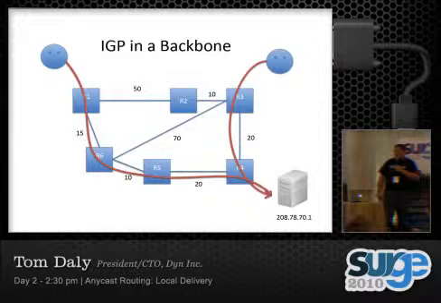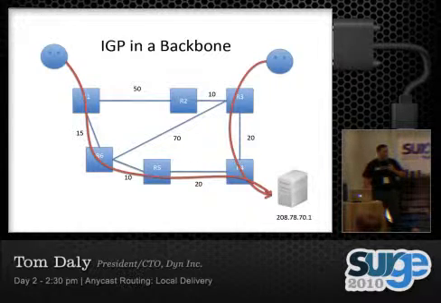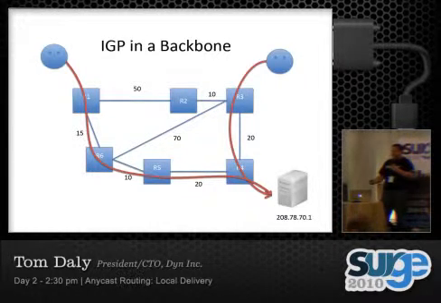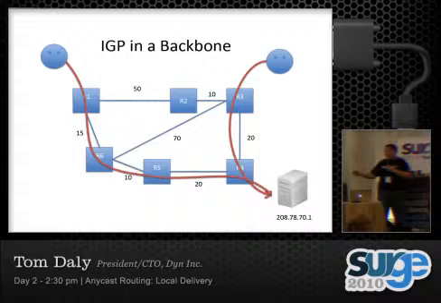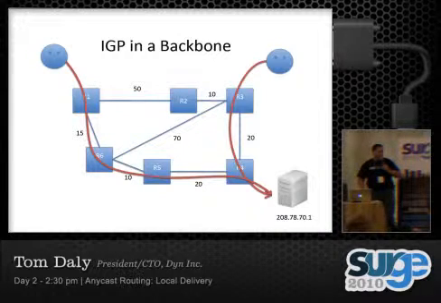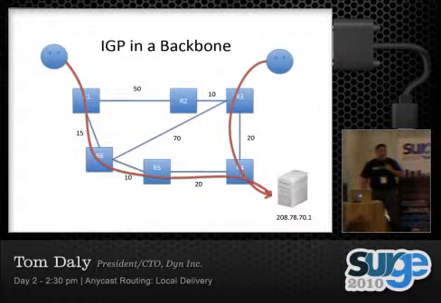Once I get to R6, what's my next step? Well, I can go across R7 and that'll move me forward, but I have a 10 cost to R5, so I'm going to forward the packets to R5. And then finally, R5 only has one choice: send the packets over to R4 to the destination server. This is how packet forwarding occurs in a large-scale backbone on the internet.